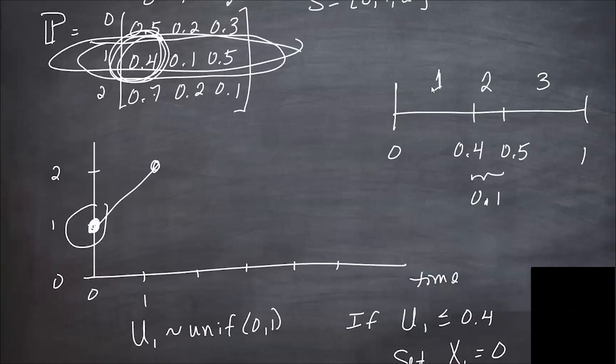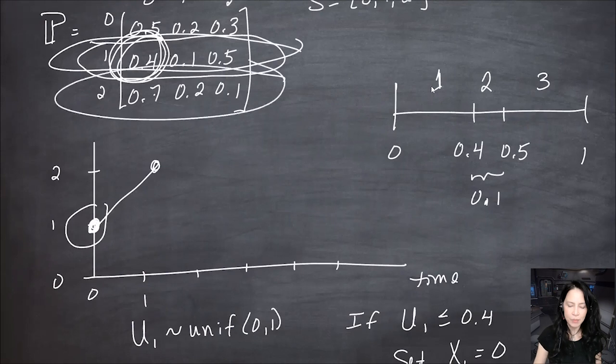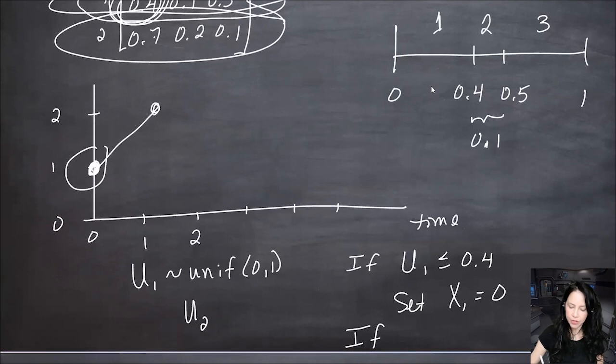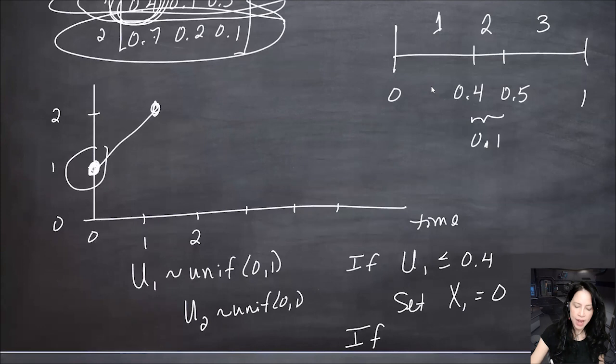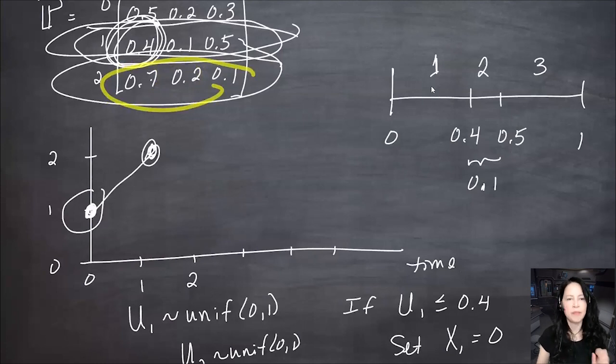And don't worry, I'm not going to keep doing this more than one more time step, but now I'm at time step 2. And I'm going to grab another uniform, like a U2, from this distribution. And to figure out where I go next, given that I'm at time 2, I'll compare that uniform to 0.7 plus 0.2, or I'll break up the interval and figure out if I'm going to 0, 1, or 2.